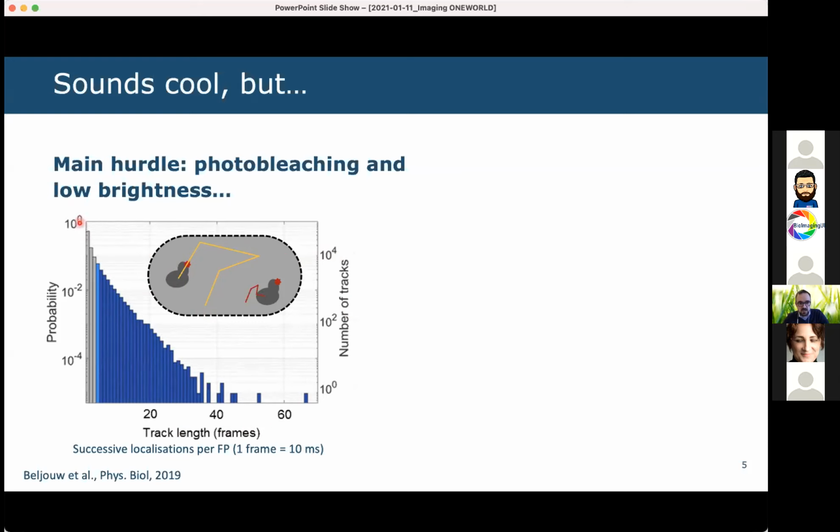This is a logarithmic scale. We see an exponential decay, meaning that most of the tracks are really, really short. We have a couple of localizations, 1, 2, 3, 4, and only a very minor subset of tracks is longer than 4 or 5 localizations. In fact, the longest tracks we could find are around 65 frames. That translates to observing one molecule for roughly half a second. That's all we have.